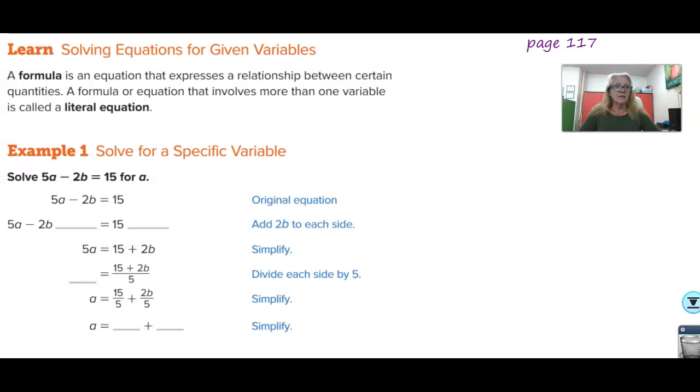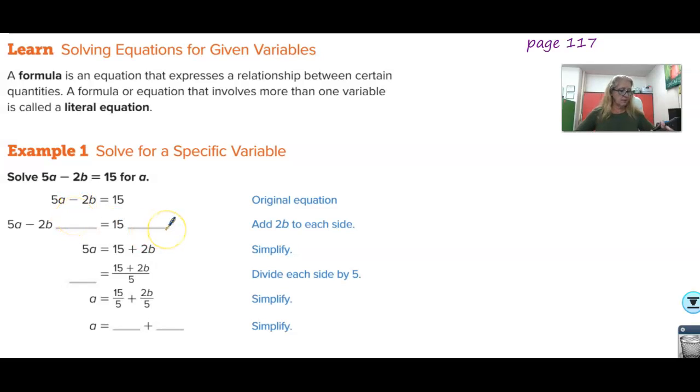All right, it starts on page 117, and it starts out pretty similar to something we've done before. They're giving you a formula, and they're asking you to solve for a specific variable. So you'll notice in this equation here, there are two variables, A and B, but they want you to solve for A. So that means they want A on one side by itself and everything else on the other side. Well, here's the formula that they've given us. To start to isolate A, the first thing we need to do is get rid of this minus 2b. Well, the way we do that is we add 2b to both sides.